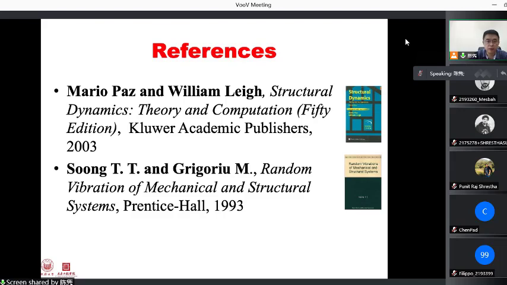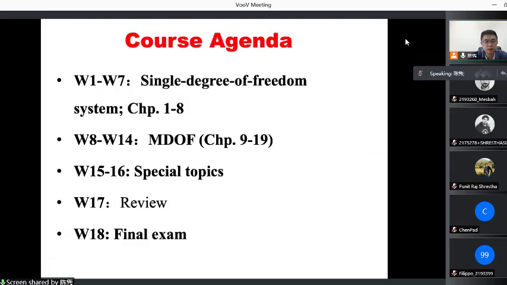So the agenda of this course is like this. Today is week one. We call it an academic week or teaching week. From week one to week seven, we will study the single degree of freedom system, which covers chapters 1 to 8 of the textbook by Clough. Then from week 8 to week 14, we will study the contents of multi-degree of freedom systems, which is from chapter 9 to chapter 19. And then we will have 2 weeks, week 15 and week 16, where we will discuss some special topics.